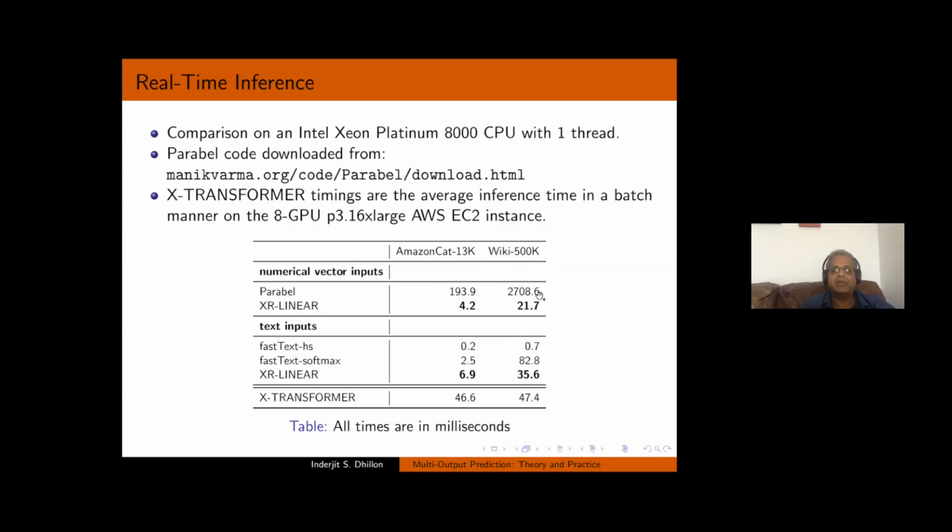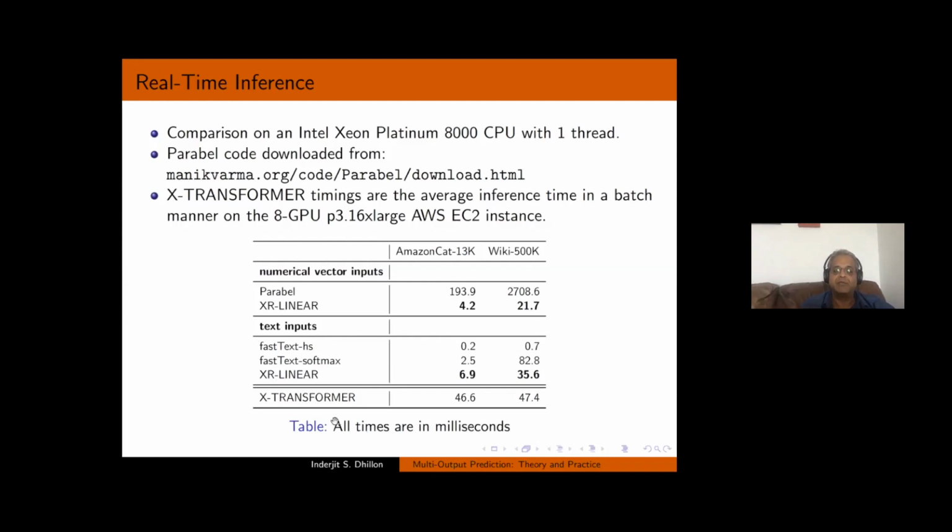Parabel is another implementation of a somewhat similar idea, but the inference is much slower. So with XR linear, if I've just given the input in a vector form, we can do the inference in 20 milliseconds, which can basically satisfy the needs of many real-time systems. And of course, in practice, you are given text inputs, and fastText does it internally. So over here, we are able to do it in 35 milliseconds. That's going from the text input to the label.